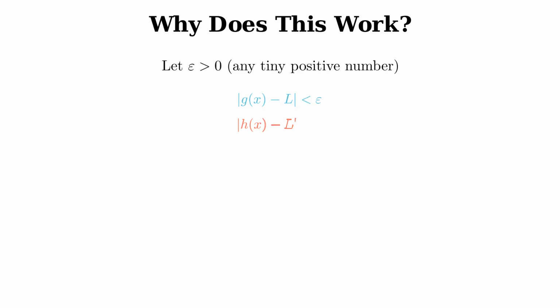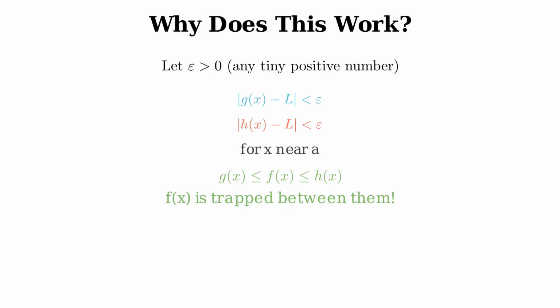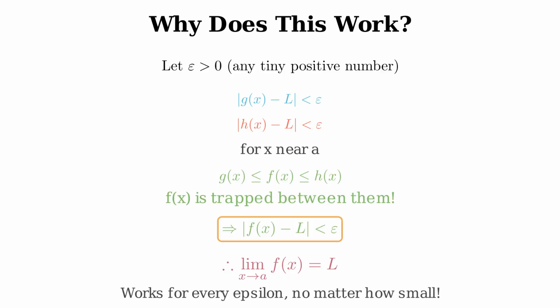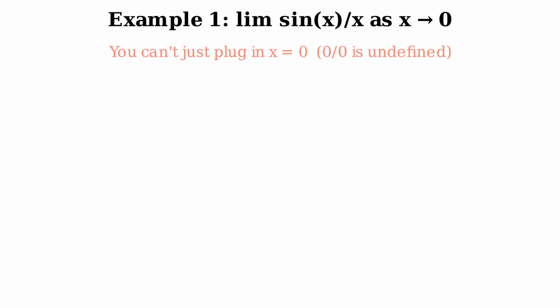Think about epsilon, any tiny positive number. Since both bounds approach L, there's a neighborhood around a where g of x and h of x are both within epsilon of L. But f of x is trapped between them. So f of x must also be within epsilon of L. Since this works for every epsilon, no matter how small, the limit of f of x is exactly L.